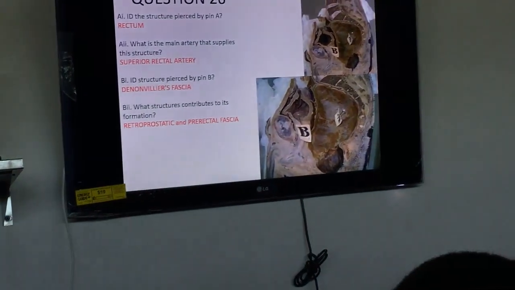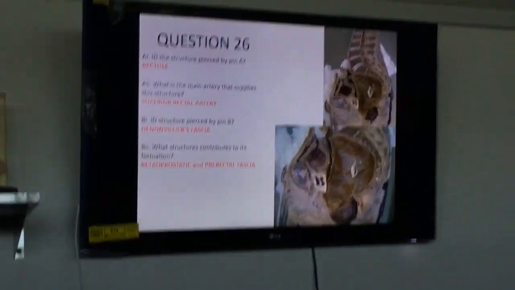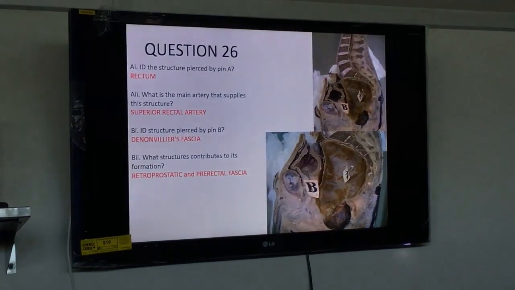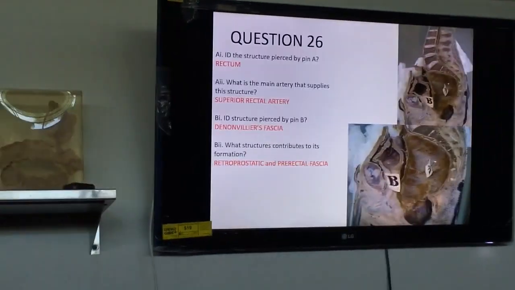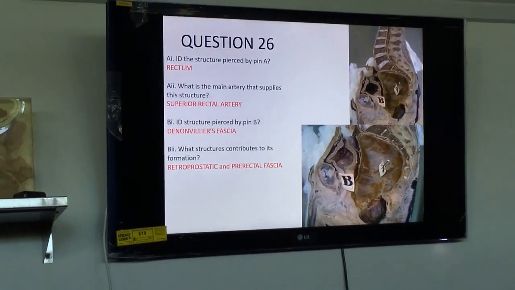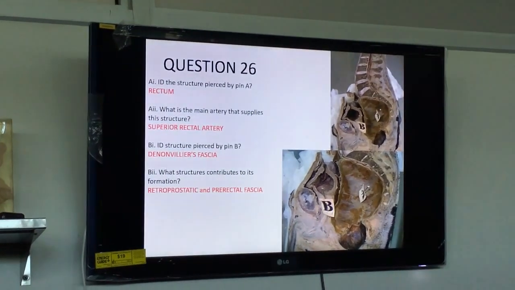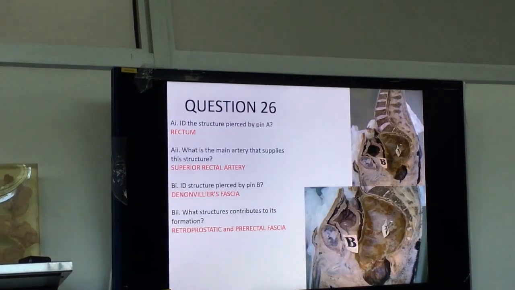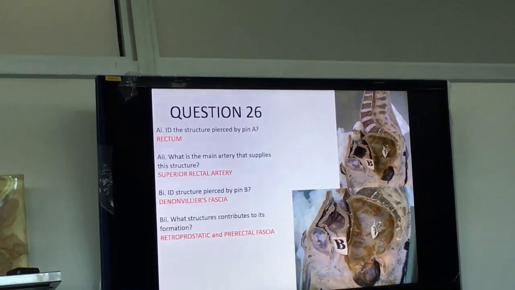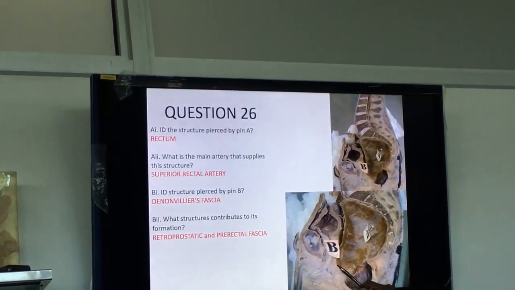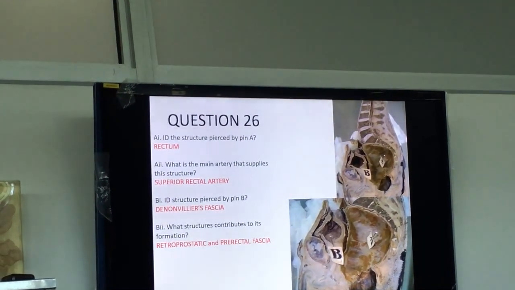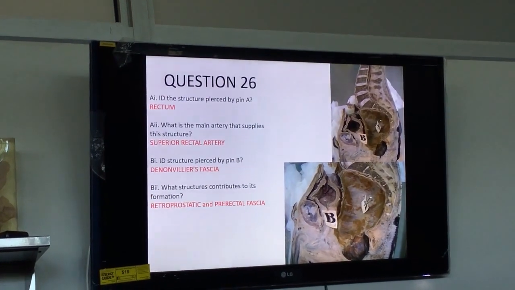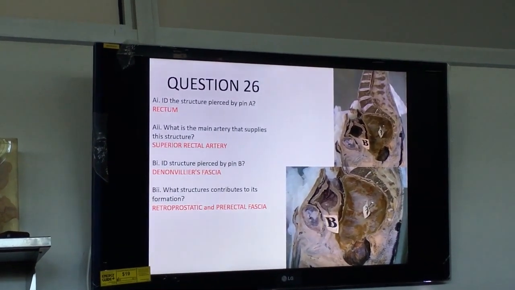Identify structure pierced by pin D. I don't like that either, because guess what? You see the paper is down too far, so you can't say anything. You don't know where the pin is. Oh, it's going like this. Yeah, so you don't say anything, but you can tell because it's between the rectum and the bladder, right? So yeah, sir, I don't like that either.